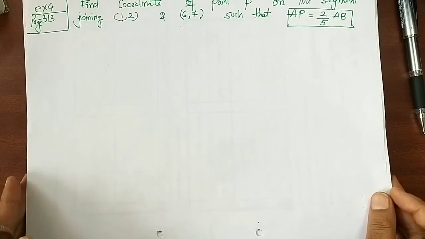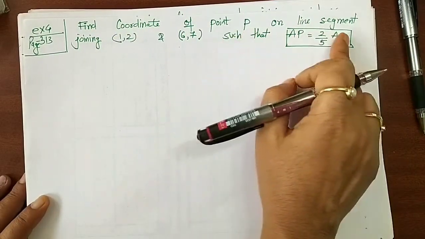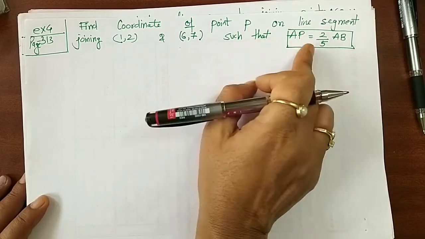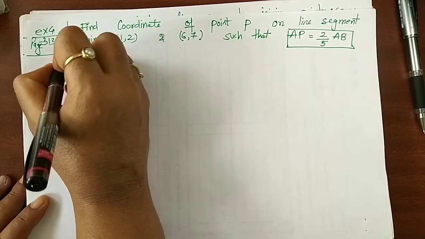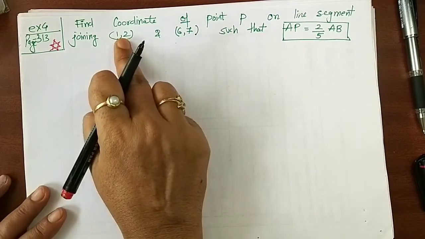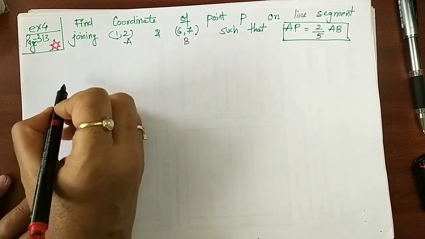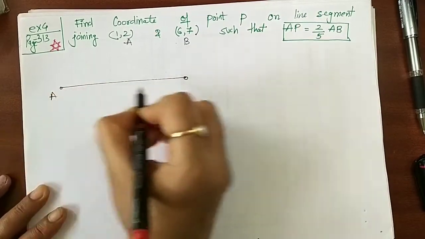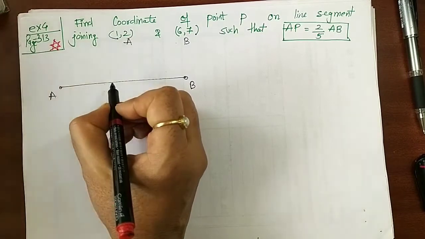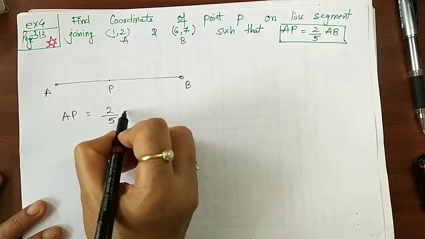It says: find the coordinate of a point P on the line segment joining 1 comma 2 and 6 comma 7 such that this is this. So this is an important question, guys. Let me make a rough sketch. They are saying joining these 2 points A and B. Suppose this is your line A and B, and you have to find a point P such that AP is 2 by 5 AB.